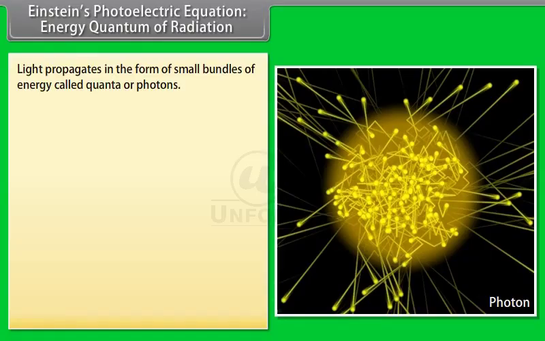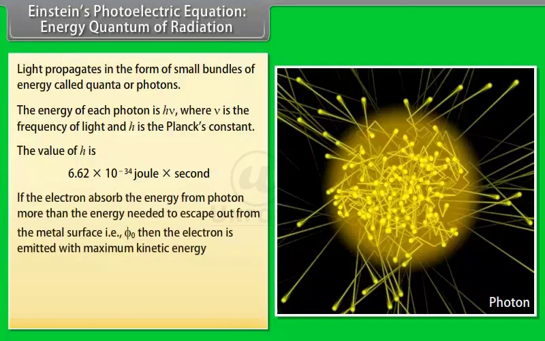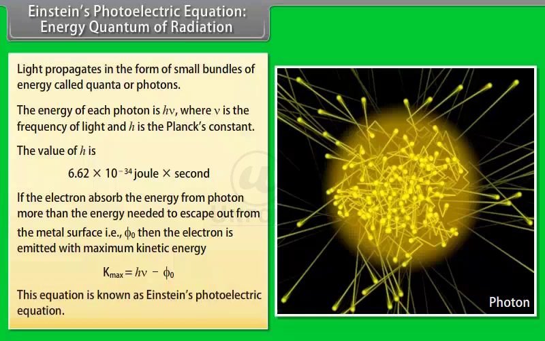Light propagates in the form of small bundles of energy called quanta or photons. The energy of each photon is hν, where ν is the frequency of light and h is Planck's constant. The value of h is 6.62 × 10^-34 joule second. If the electron absorbs energy from a photon more than the energy needed to escape from the metal surface, that is φ0, then the electron is emitted with maximum kinetic energy Kmax, which is equal to hν minus φ0. This equation is known as Einstein's photoelectric equation.